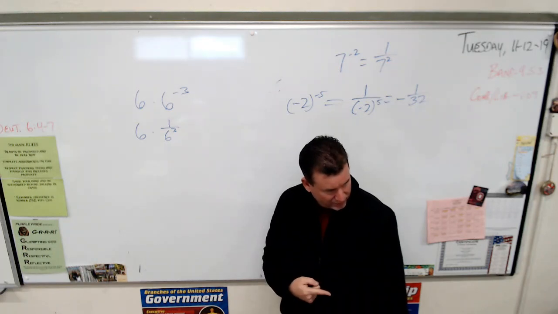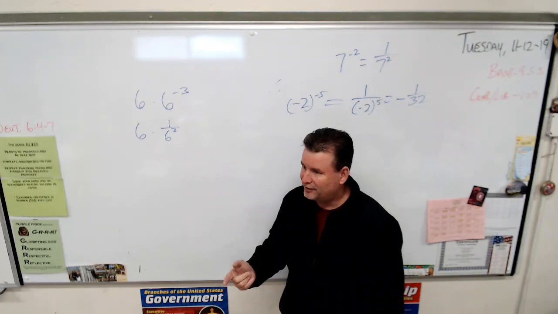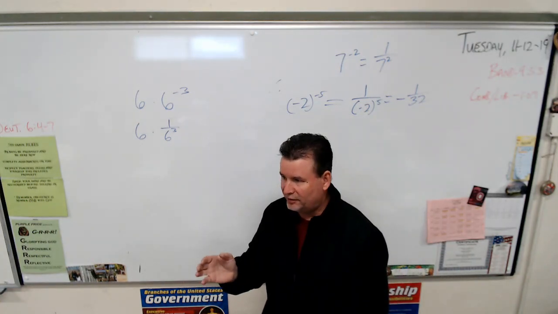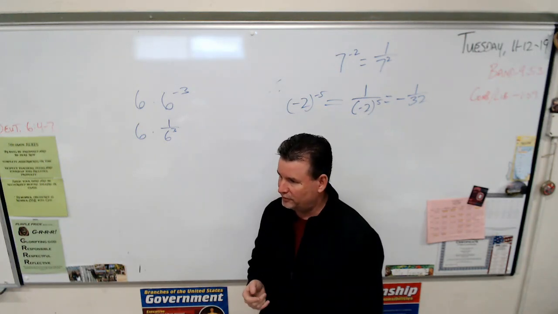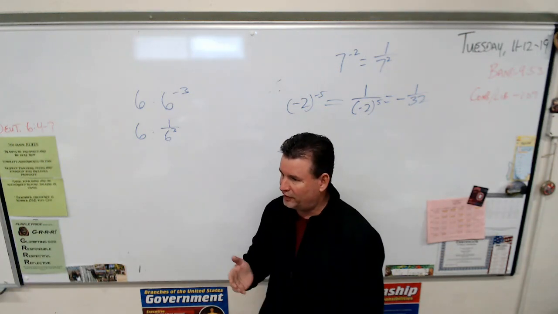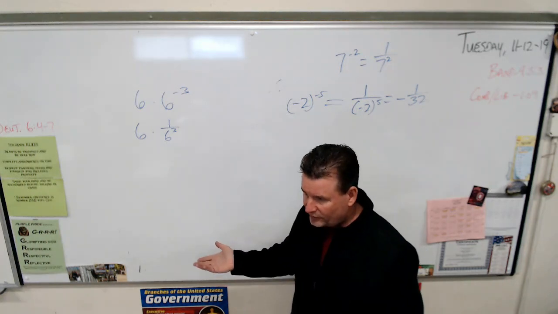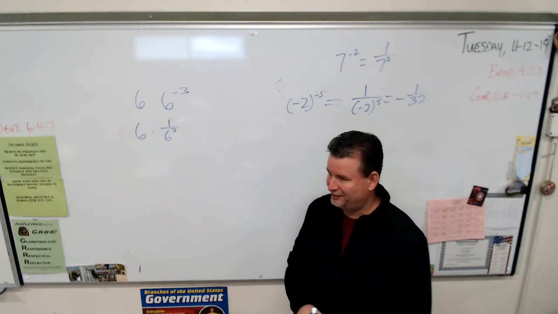You get it, Noel? Get it, Jaden? Kara, listen. If the exponent's negative, just make it positive and put it in the denominator. Say that to yourself. Say that out loud. If the exponent's negative, just make it positive and put it in the denominator. You're afraid to say it. No, I just don't understand.